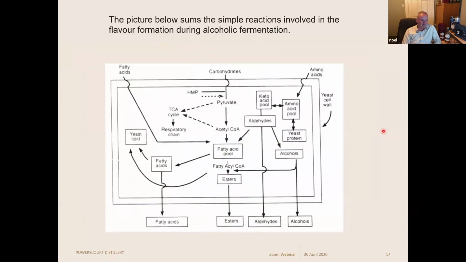So on the next slide, we're going back to ask why we are distilling, and where all these flavors in your spirit are coming from. This schematic represents a cell of yeast, and you have the inputs at the top: fatty acids, carbohydrates, and amino acids. Amino acids are basically the source of food for the yeast, and they're important. They're proteins that are in the wash, and they also come from nitrogen compounds.